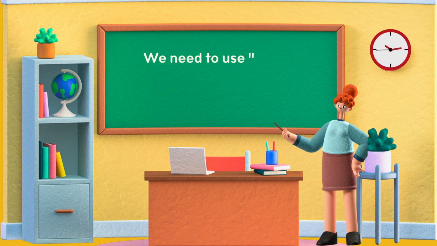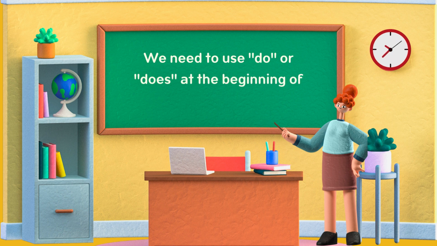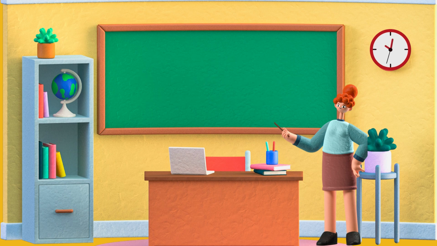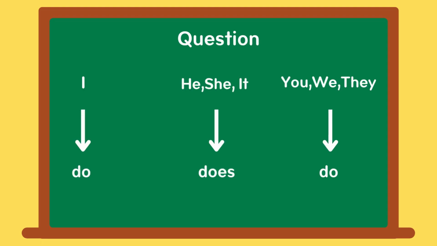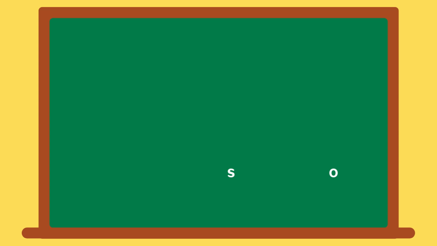Now we only need to use do or does at the beginning of the sentence, and then it turns into a question. Let's take a look at our next slide to see that for I, you, we, they, we use do. For he, she, and it, we use does. Let's take a look at some examples.